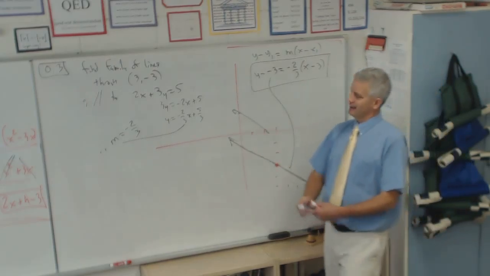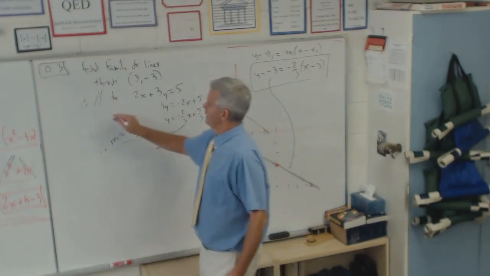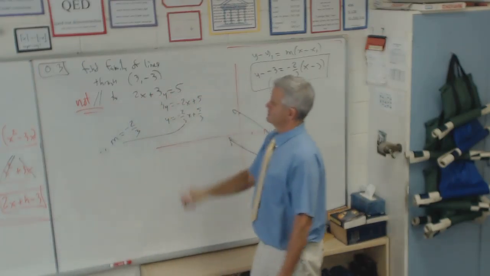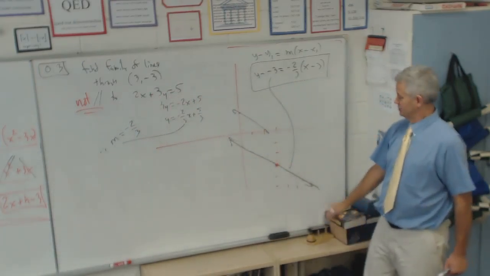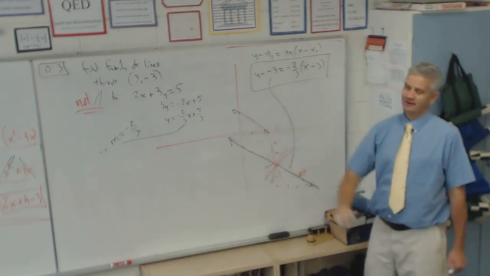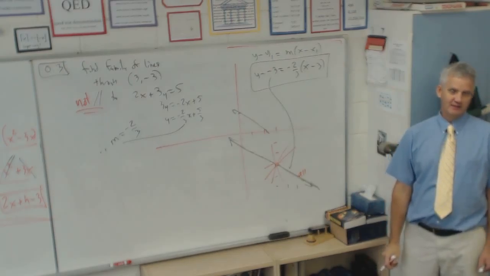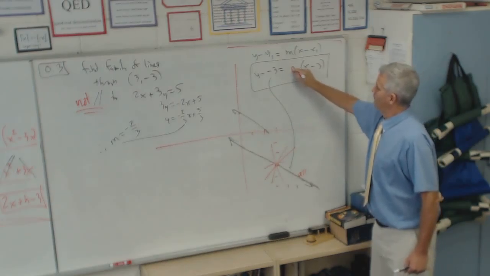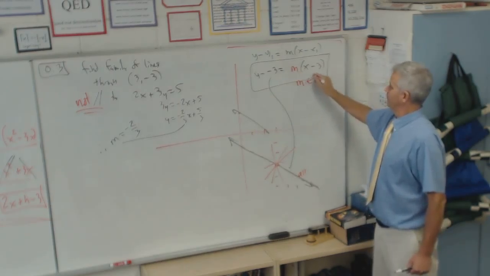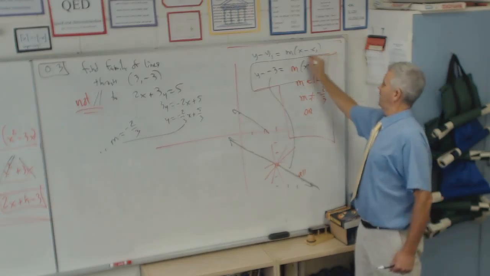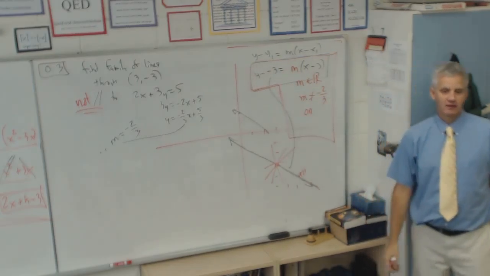How about if I change the problem and say not parallel to 2x plus 3y equals 5? So I want all lines through here except it can't be parallel to that line. How do I change this? Change the negative 2/3 to m, and then give it the condition that m does not equal negative 2/3. Almost missing one thing. This is as hard as it gets.